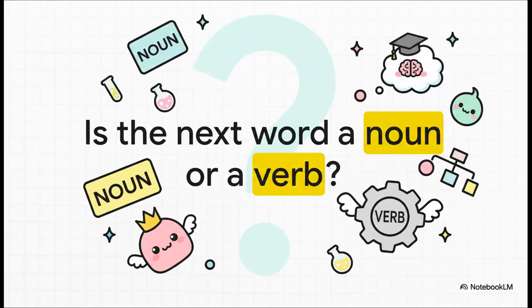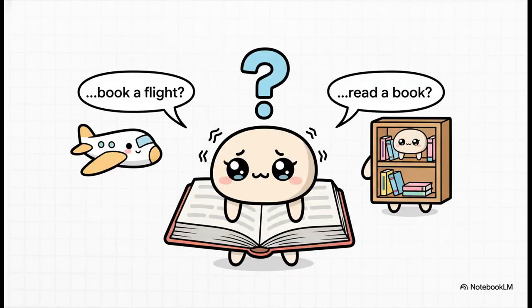All right, to really get what makes this model so special, let's start with a quick challenge for you. Take a look at the next word I'm going to show you. Is it a noun or is it a verb? Yeah, it's impossible to know for sure, right? I mean, in the sentence, "I will book a flight," it's clearly a verb. But in "I will read a book," it's a noun. The word's whole identity is completely defined by the context around it.